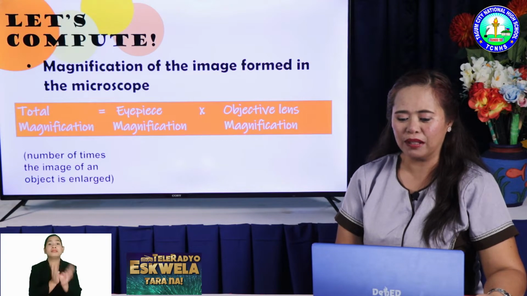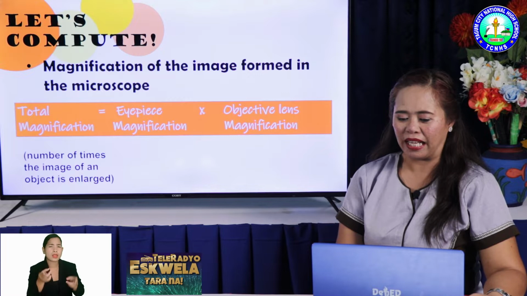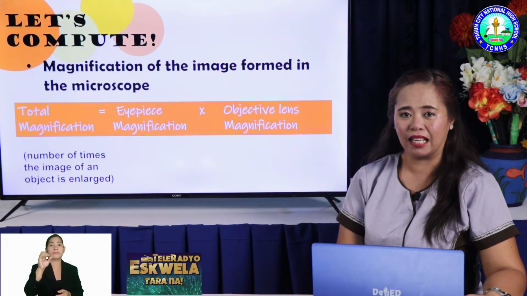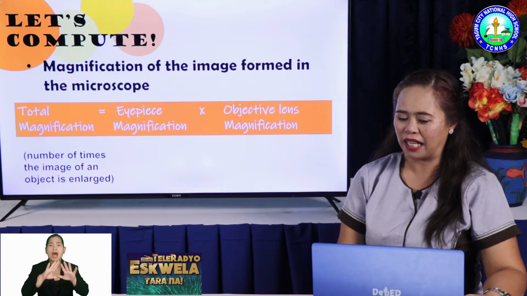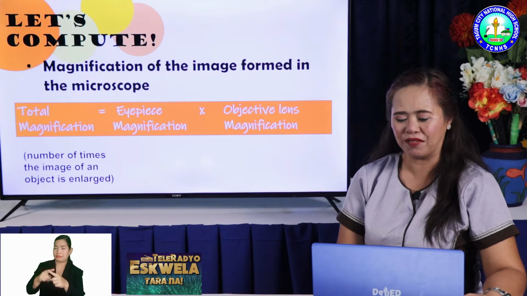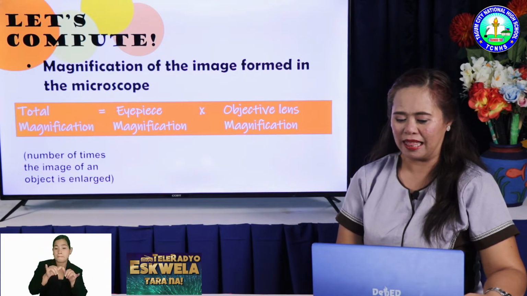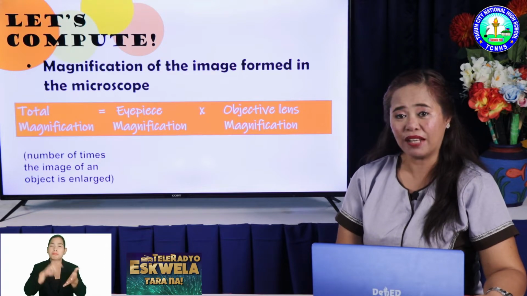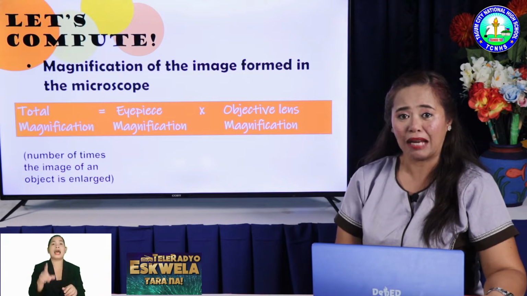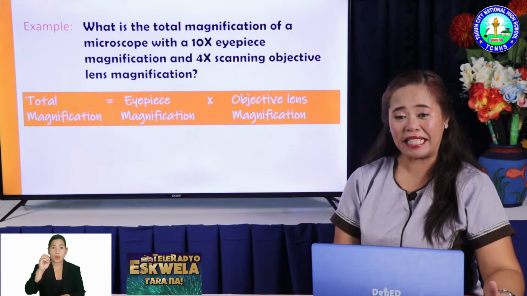Now let us compute the magnification of the image formed in the microscope. Total magnification is the number of times the image of an object is enlarged. To compute the total magnification in a microscope, you need to multiply the eyepiece magnification and objective lens magnification. That is, total magnification is equal to eyepiece magnification times objective lens magnification. Let us take this for example.